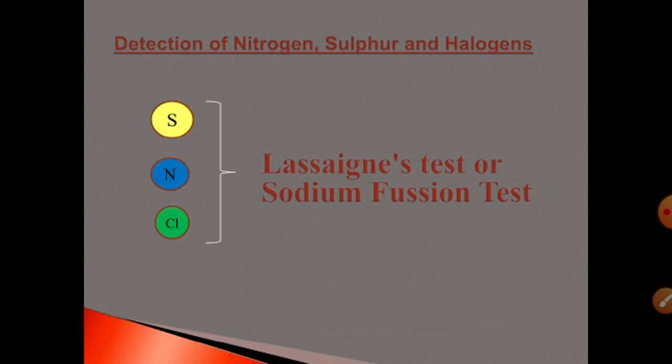Dear students, why do we use this Lassaigne test or Lassaigne extract for detection of elements like sulfur, nitrogen and chlorine? Because these elements are covalently bonded in organic compounds. In order to detect them, they have to be converted into their ionic form. This is done by fusing the organic compound with sodium metal. The ionic compounds formed during the fusion are extracted in aqueous solution and can be detected by a simple chemical test.